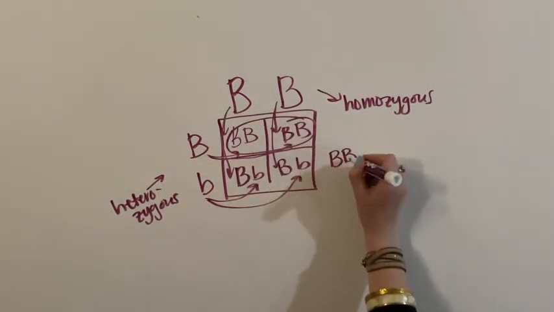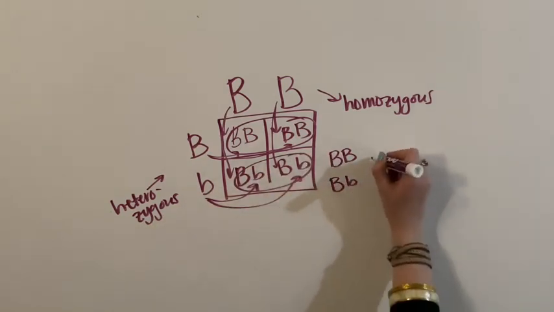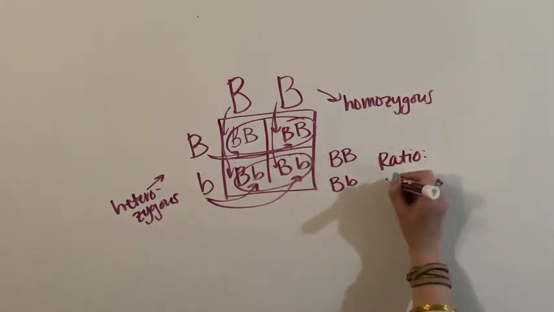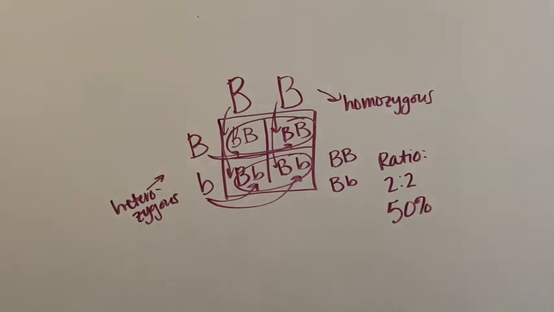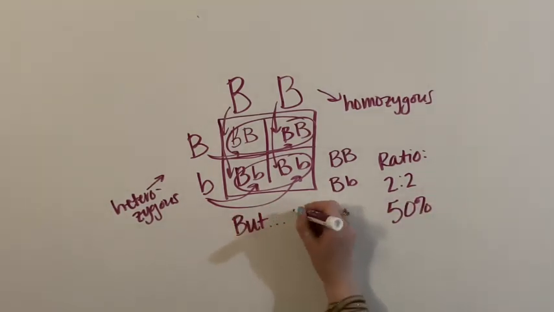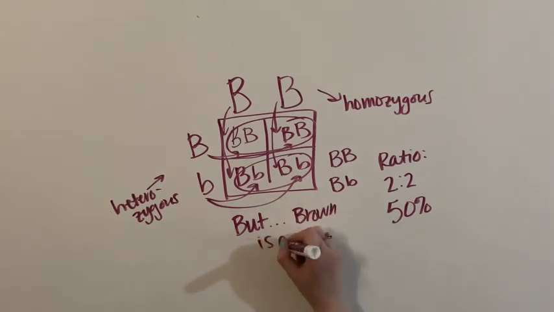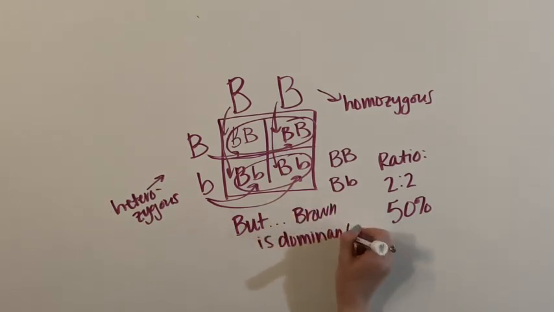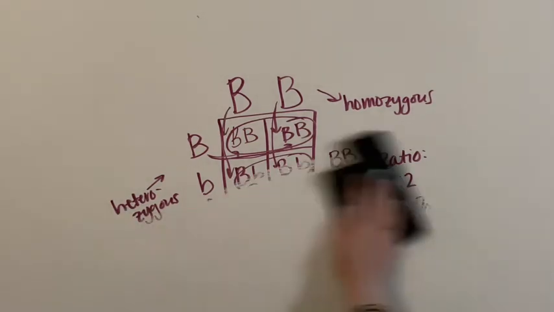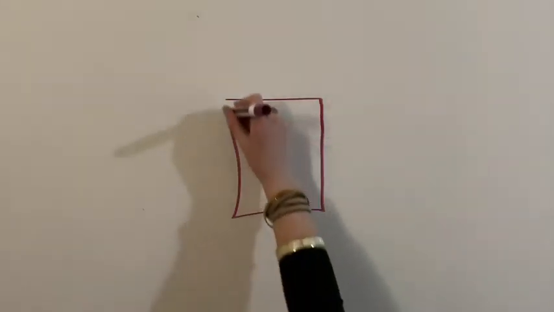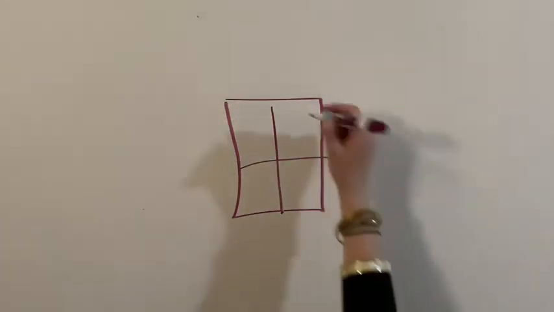So again, we have 2 big B's and then 2 big B little b, which means our ratio is 2 to 2 or 50%. Now our ratios are not always going to be 50%. And in this case, they carry the trait for blue eyes, but the likelihood is that they will all have brown eyes because that brown eye is dominant.